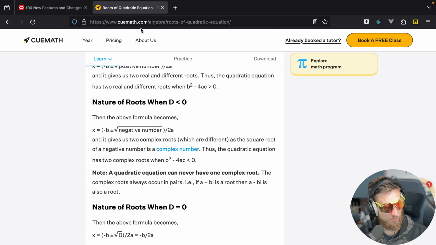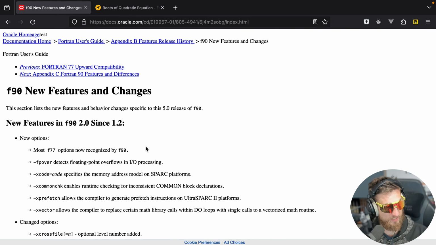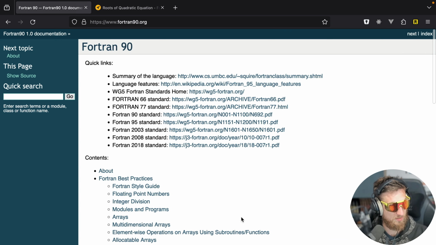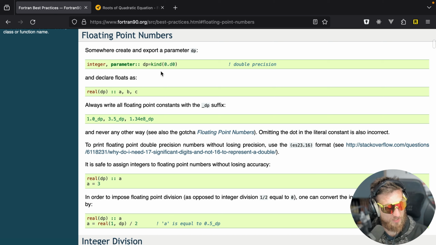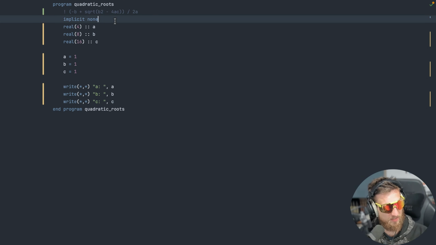I did actually look at the Fortran 90 documentation. If you look at floating point numbers, there's this real DP kind stuff. It feels new to me. It might not be, I might have just always used 8. I did a little bit of reading, and apparently different compilers, or maybe at runtime, interpret 8 differently, but they basically suggest you do this now.